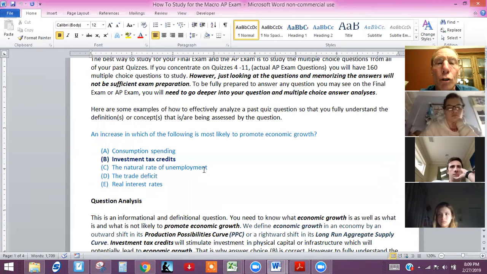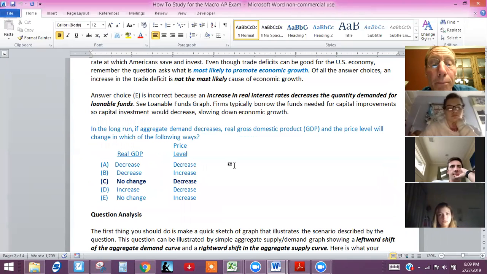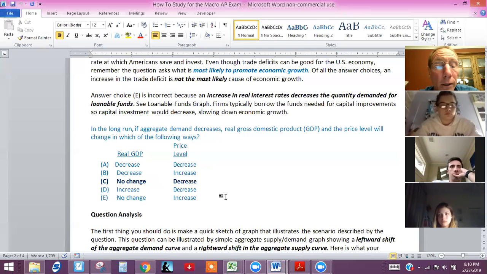Understand it to the level that I have done here. Because what I've done, if you've looked at it, and I hope you have, is I've really broken down the rationale. I've really looked at why the wrong answers are wrong. Like, why could A not be the answer? Or why could E not be the answer? Why is that not the answer? Because if you can answer that, then you really understand the concept.